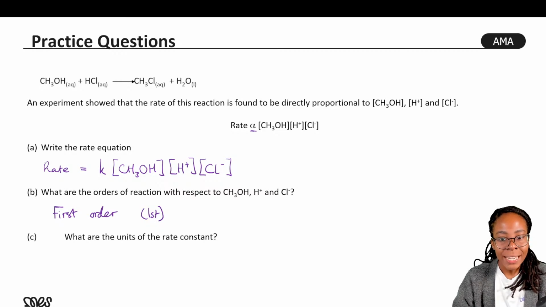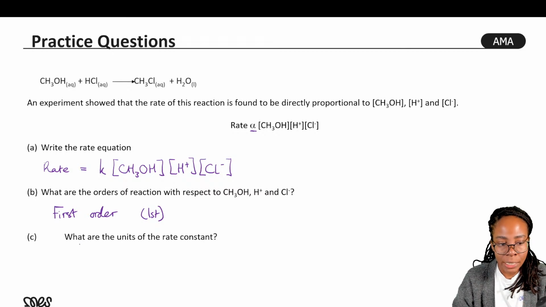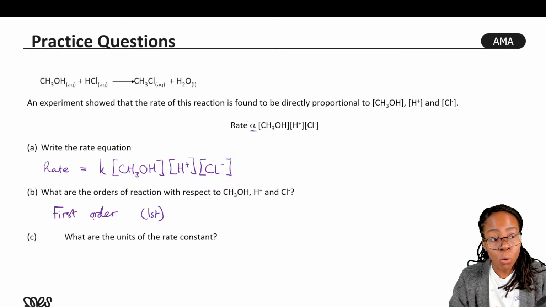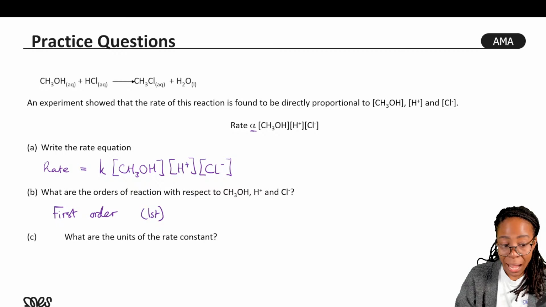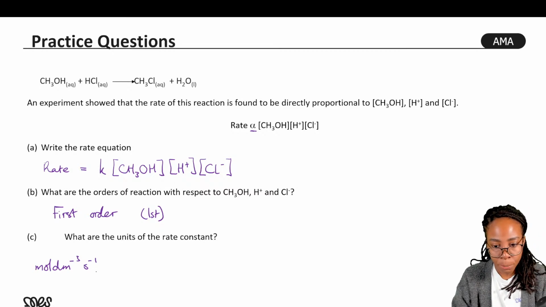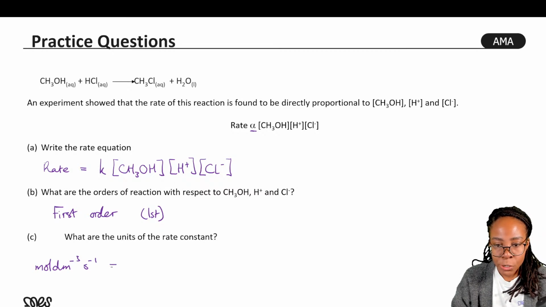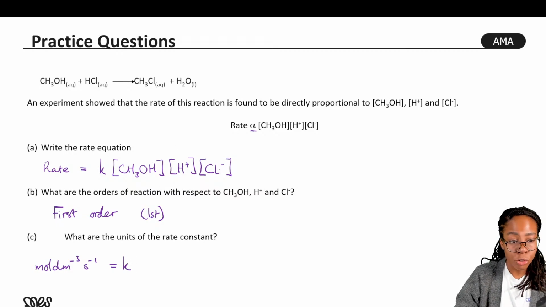Absolutely. Okay. Now, to determine the units for the rate constant, now this is where it does become similar to Kc and Kp, where the units are going to change depending on the orders within the rate equation. Because our standard units for rate will be moles per decimeter cubed per second, right? Change in concentration per unit time. That's our rate. Then that's going to be equal to K multiplied by our 3 concentrations.